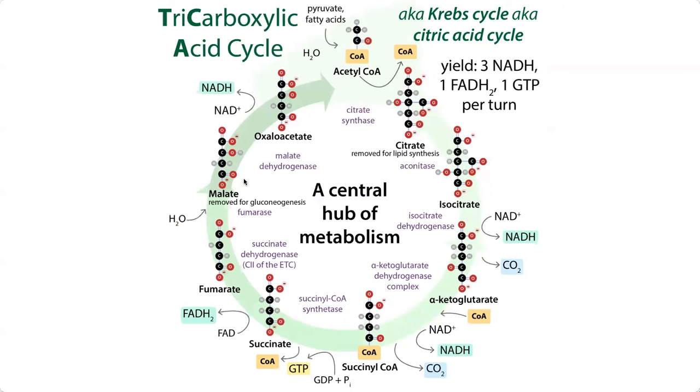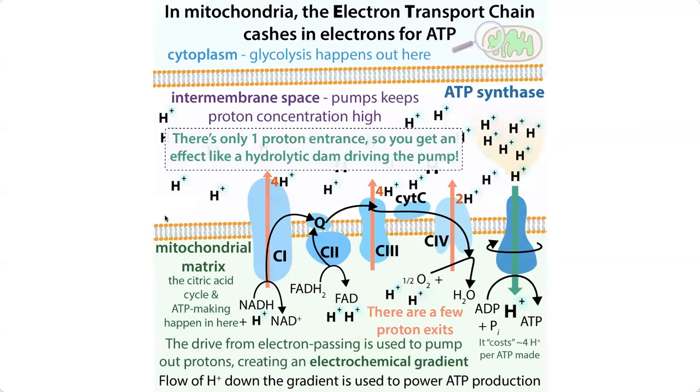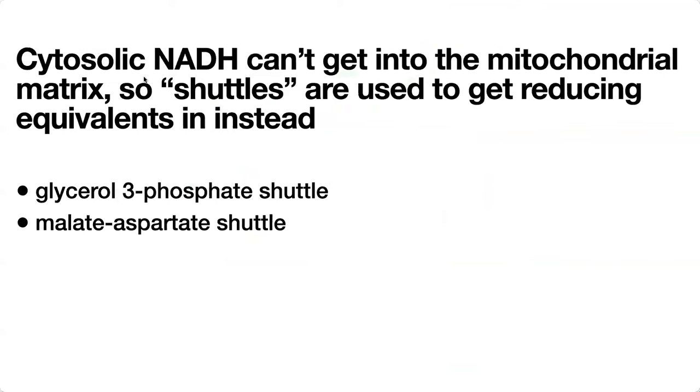In the TCA, you're going to generate even more NADH, as well as FADH2, and the electrons from these can then be used to power the pumping of protons into the intermembrane space, which can then power the synthesis of ATP. In order for this NADH and the electrons from it to be useful, you need to have them present in the mitochondrial matrix. Now, this is a problem because cytosolic NADH can't actually get into the matrix, and so later we'll discuss how we have to use shuttles to get reducing equivalents inside the matrix instead.